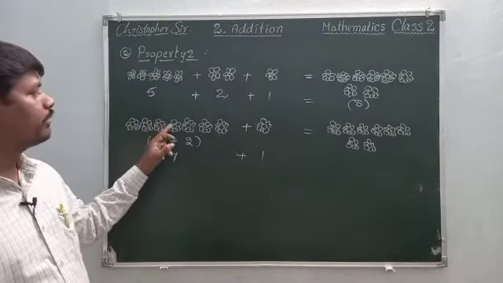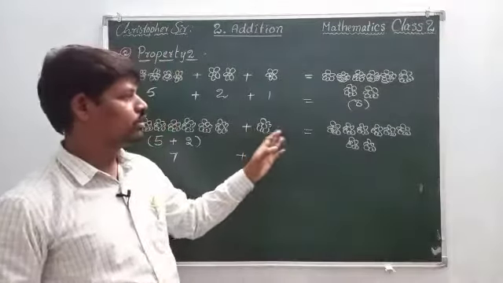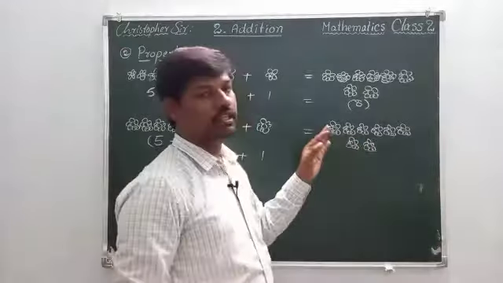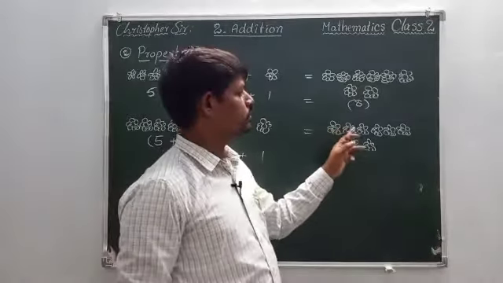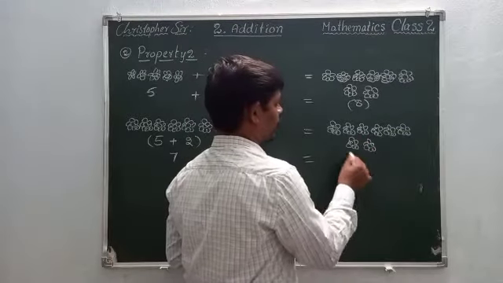1, 2, 3, 4, 5, 6, 7 plus 1, 8. So we have to draw here 8 flowers. 1, 2, 3, 4, 5, 6, 7, 8. So that is equal to 8.